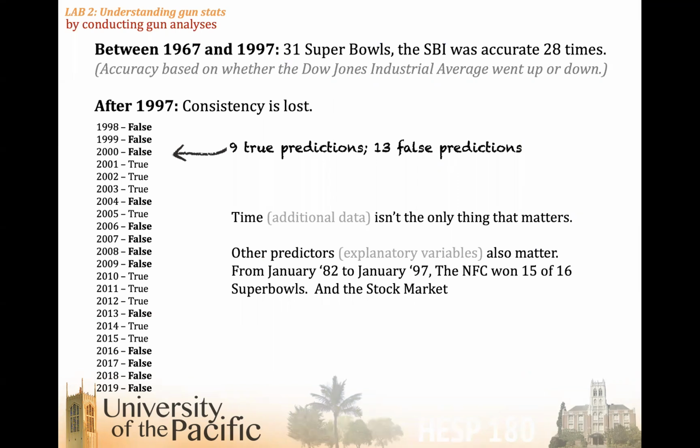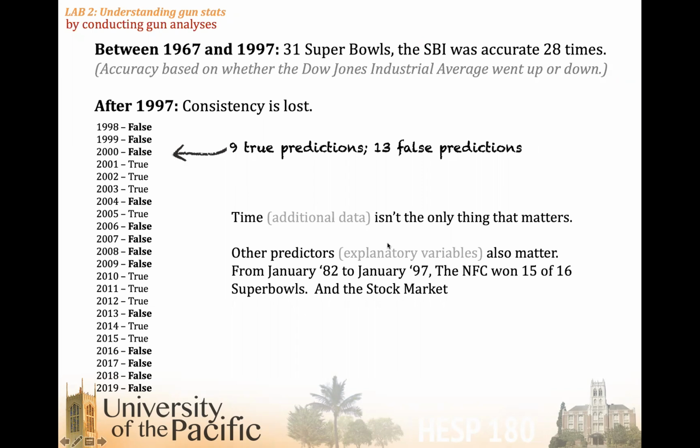And it's like, does that determine whether it's a bull market where we're doing well, or a bear market where we're tumbling and collapsing? Now, after 1997, consistency is sort of silly. It's 9 true predictions and 13 false ones.